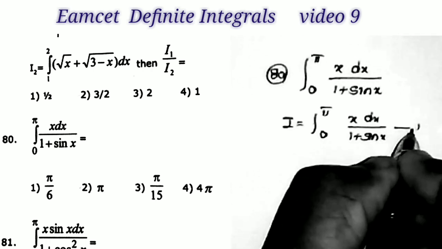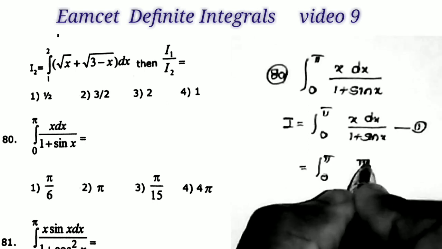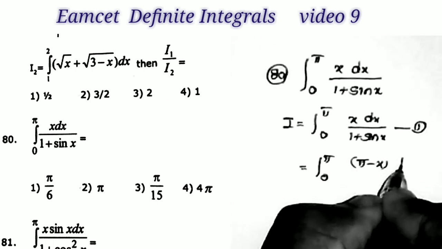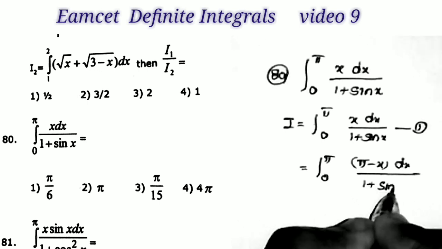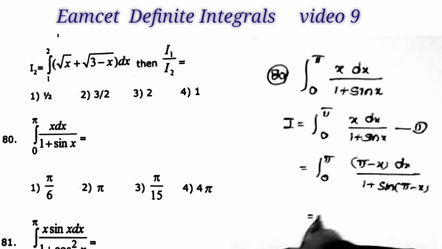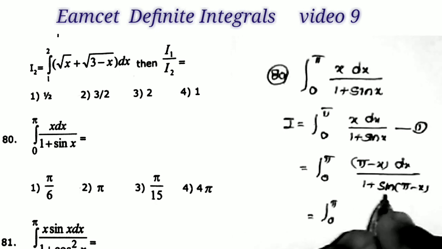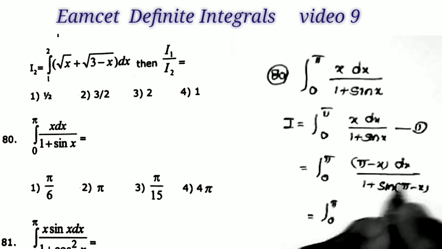Say equation 1. In the next step, I am replacing x with pi minus x in the given question. Now what it returns: 1 plus sin of 180 minus x becomes sin x here. This value is equal to sin x.